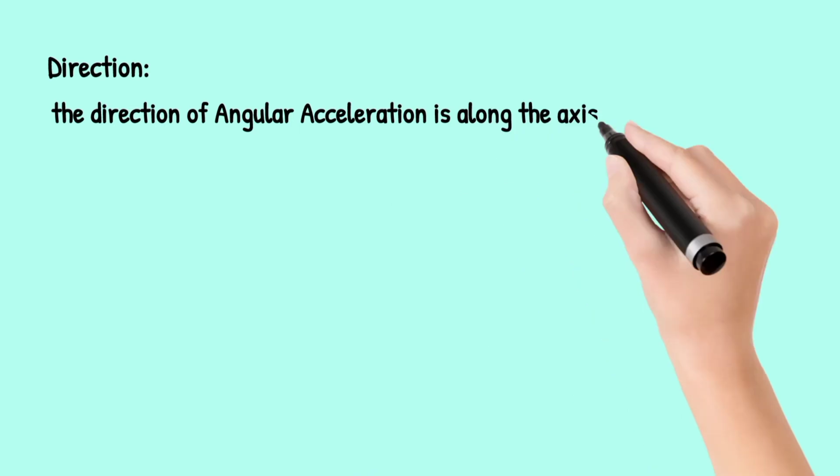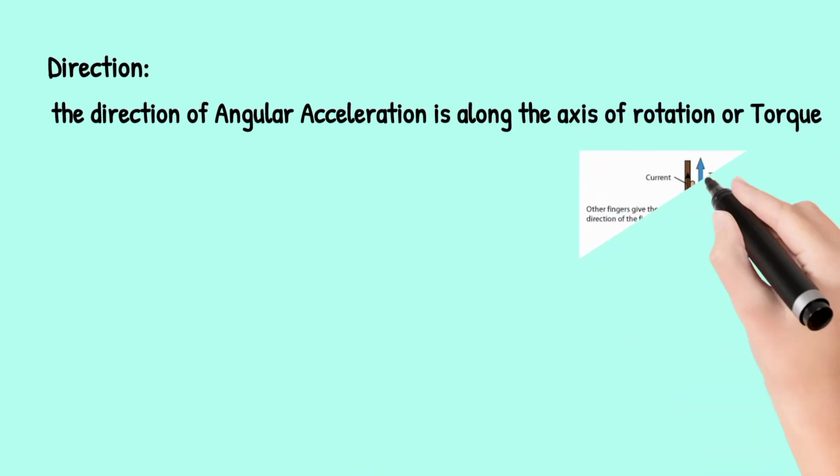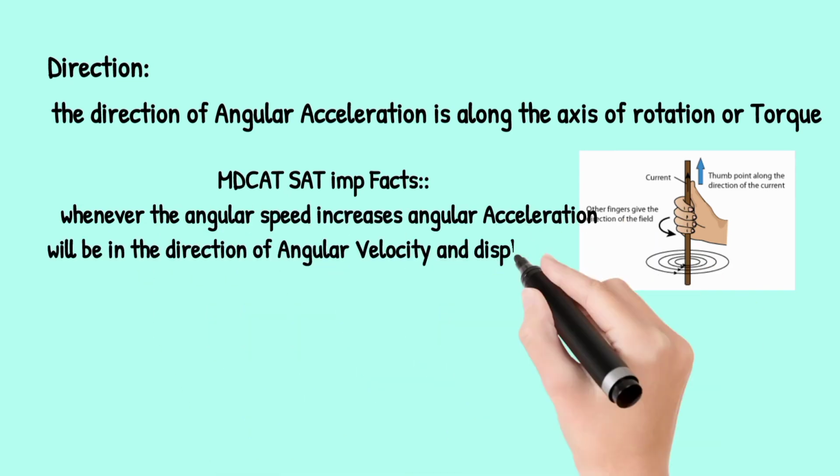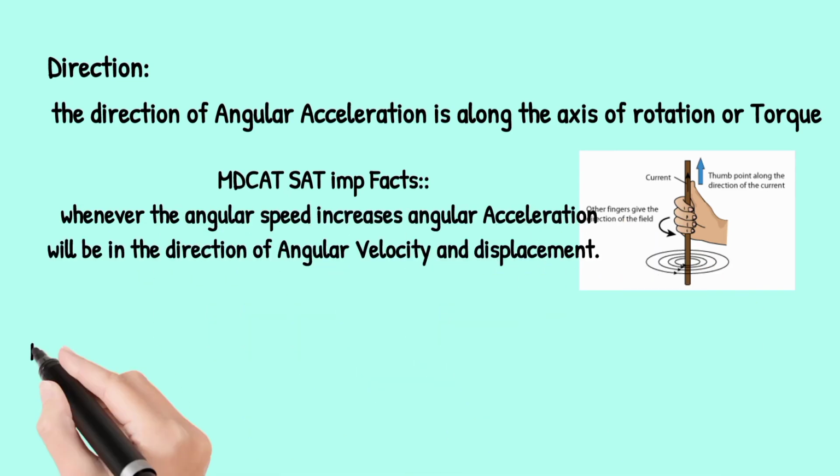Direction of the angular acceleration. The direction of the angular acceleration is always along the axis of the rotation or the torque. An important fact for MDCAT is that whenever the angular speed increases, the angular acceleration will be in the direction of the angular velocity and displacement.